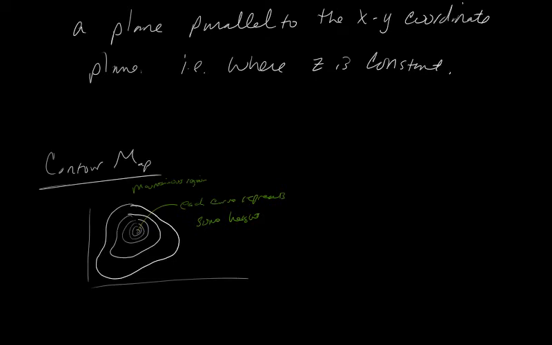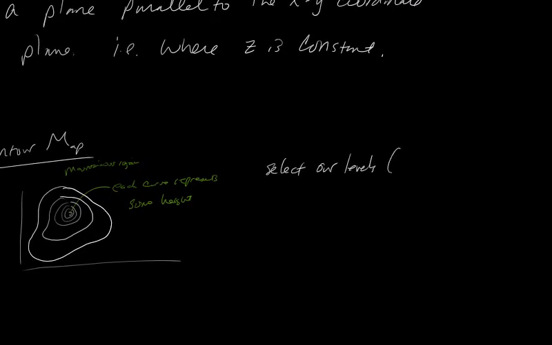And maybe the next height would be 9,000 feet, and the next height would be 8,000 feet. Whatever it is that we choose, we want our curves to be incremental. We want them to be at incremental levels of z. So we select our levels, in other words, the constants for z, at incremental levels.